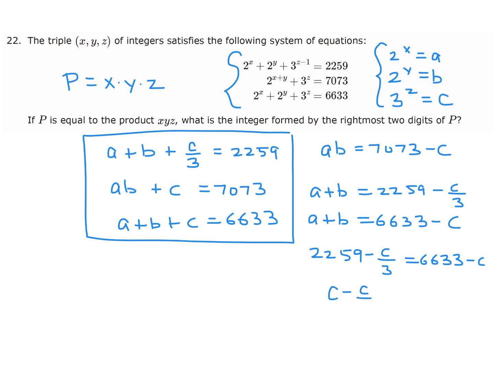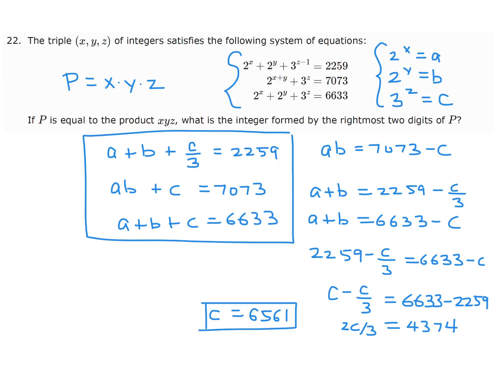So C minus C over 3 will be 6633 minus 2259, and therefore 2C over 3 is equal to 4374, and therefore C, when you crunch this out, is 6561. All right, great. We got one value. So then go back here, and then there'd be 7073 minus 6561, and I believe that's 512. So I still have to figure out A and B individually.